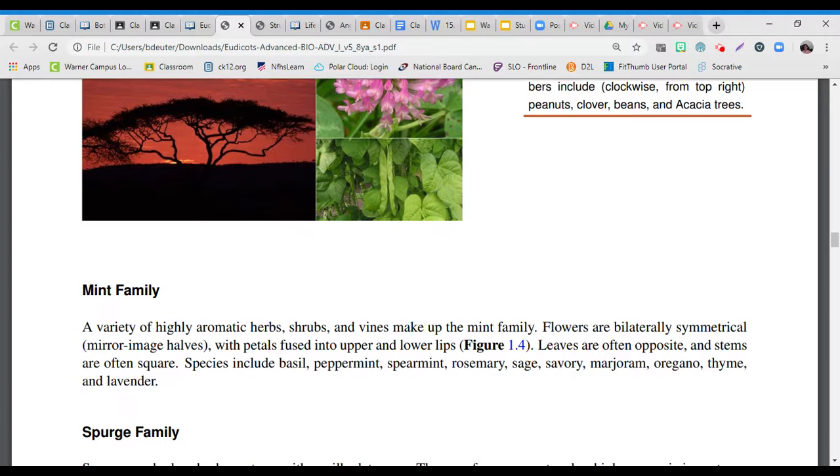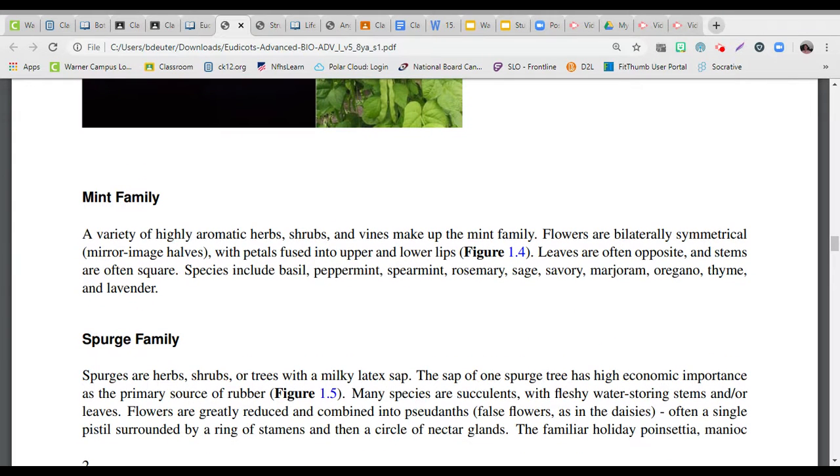With this family, coffee beans have a lot of value if you take them. Also, we have the mint family. These are very aromatic. They're used as a spice. Mint has been infused in teas.